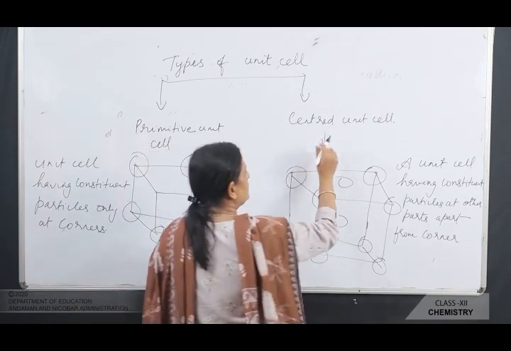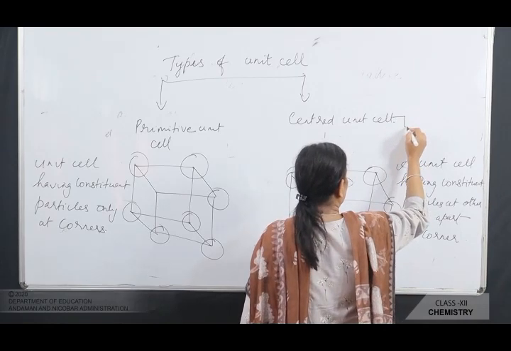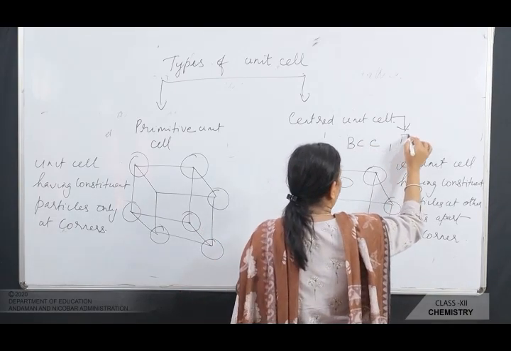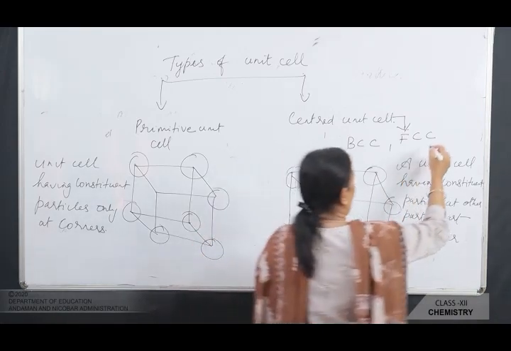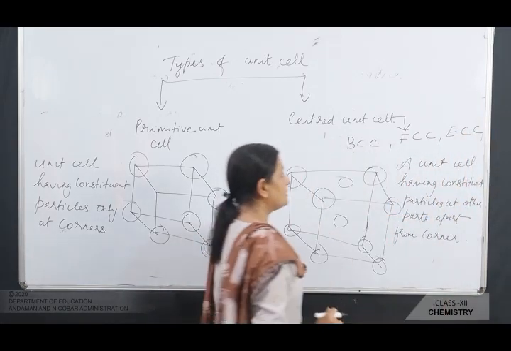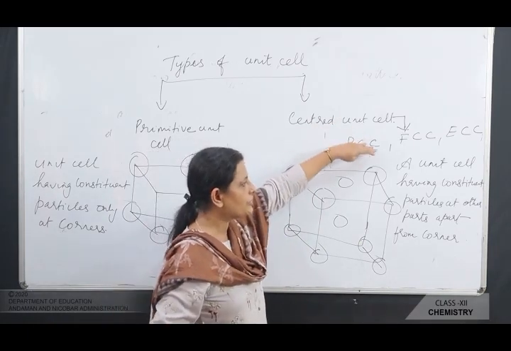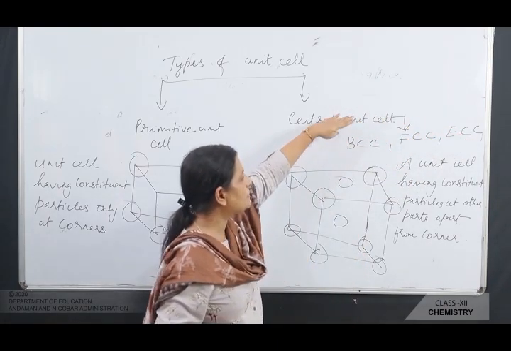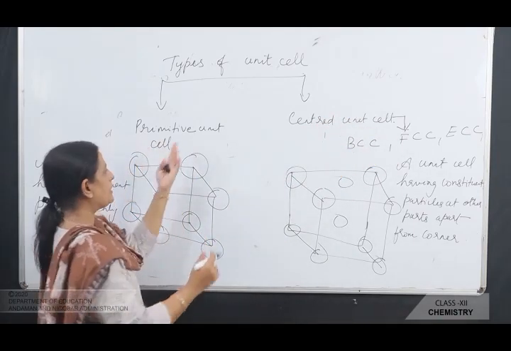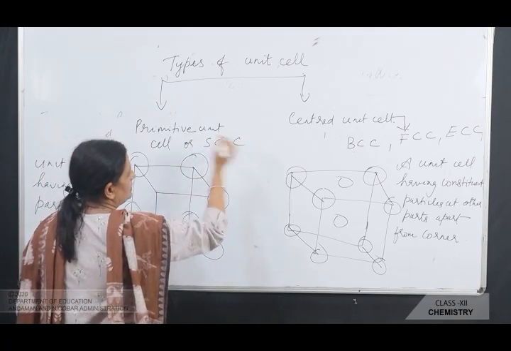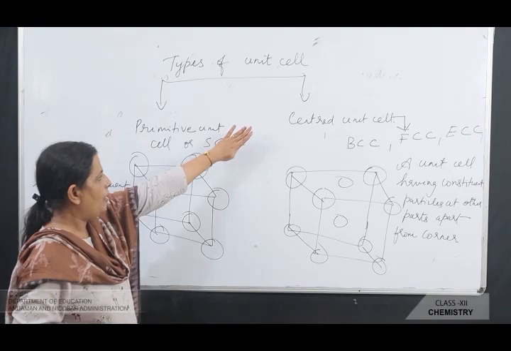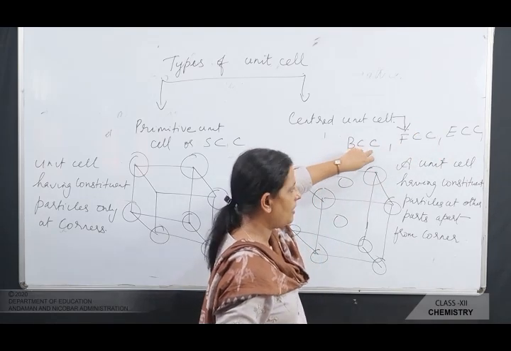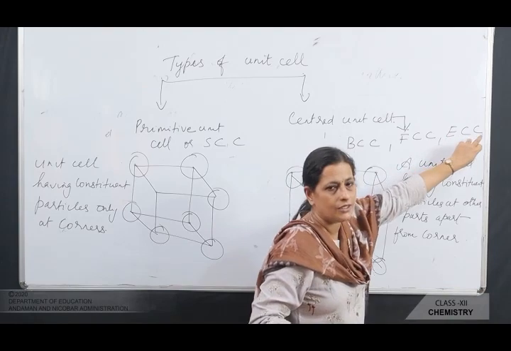Okay. Now the centered unit cells are classified into 3 categories. One is body centered cubic unit cell, which is known as BCC. Next is face centered cubic unit cell, FCC, and then end centered unit cell. So these are the 3 types of centered unit cell. Primitive is only one type. It's known as primitive unit cell or simple cubic unit cell. Centered unit cell is 3 types: BCC, FCC and ECC. BCC is body centered cubic unit cell, FCC is face centered cubic unit cell, ECC is end centered cubic unit cell.